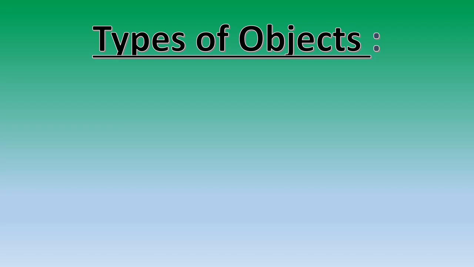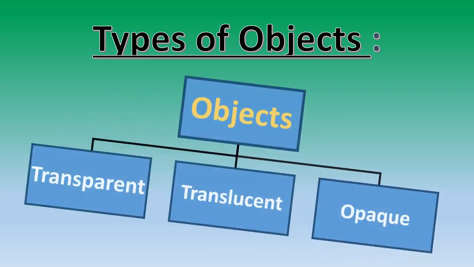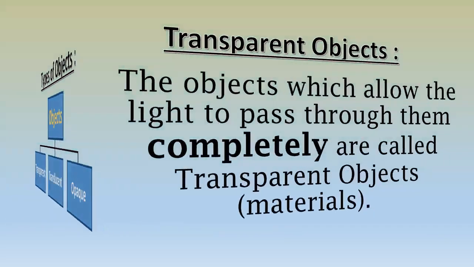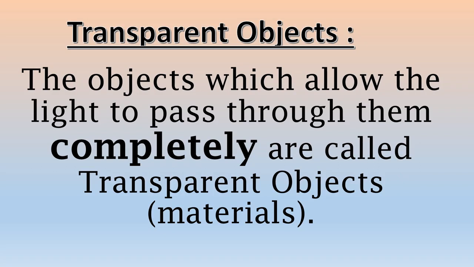The objects in our surrounding are classified into 3 categories: transparent, translucent, and opaque. The first category of objects are known as transparent objects. The objects which allow the light to pass through them completely are called transparent objects or transparent materials.